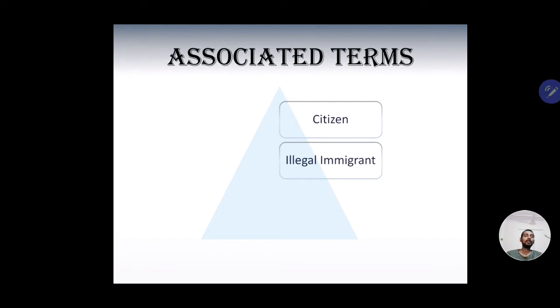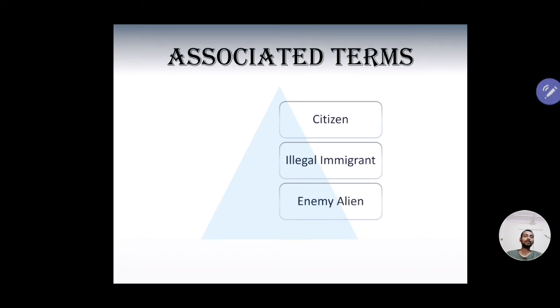Anyway, the next term is illegal immigrant. Illegal immigrant is someone who is residing in the country without any legal document. What do I mean by this? So say if you have migrated from, let's say, Bangladesh to India without any document, you will be an illegal immigrant. If, say, I am from England, I come to India with a visa of 6 months and I've overstayed my visa duration, I'll be an illegal immigrant.